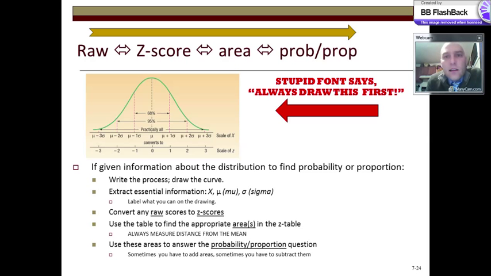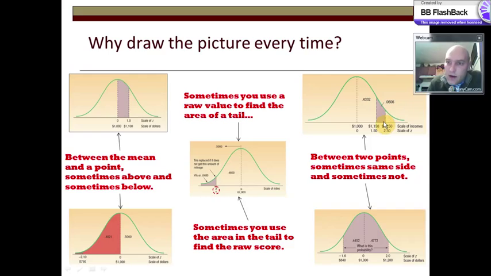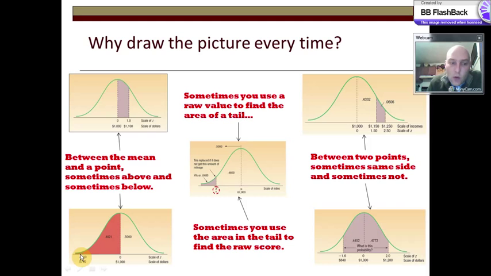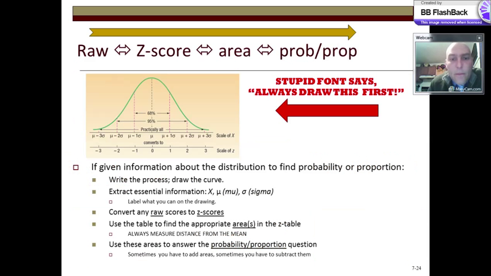And then the last thing you do is you take that area that you've looked up and do whatever computation you need to do, whether it's subtracting them like this one, adding them like this one. Maybe you take this sort of complement thing, 0.5 minus it. Not exactly complement, but sort of complement. But use those areas to answer the probability or proportion. Again, sometimes you have to add them, sometimes you have to subtract them, but once you get that far, most of the work is done for you.